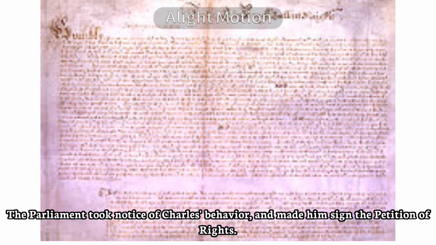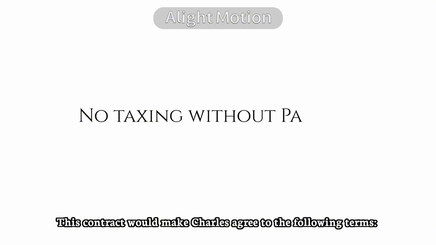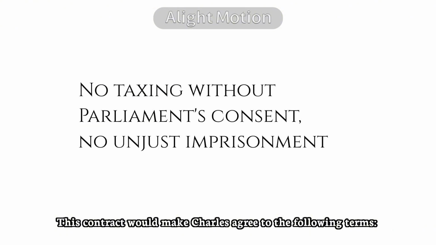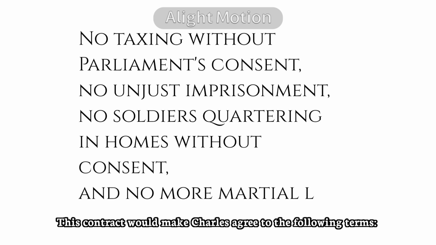The Parliament took notice of Charles's behavior and made him sign the Petition of Rights. This contract would make Charles agree to the following terms: no taxing without the Parliament's consent, no unjust imprisonment, no soldiers quartering in homes without consent, and no more martial law.